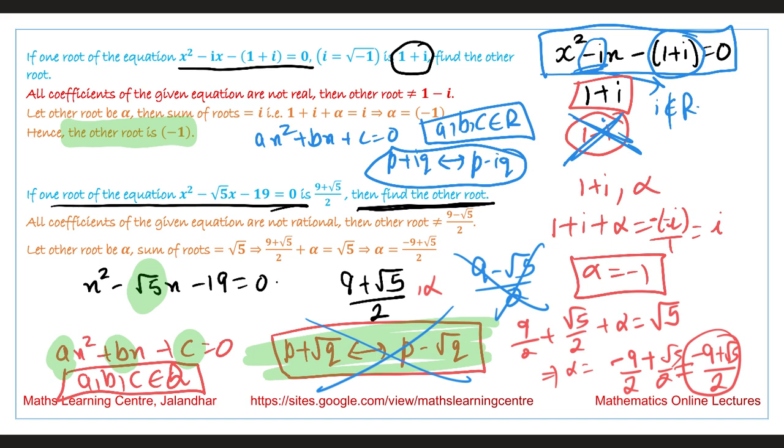So from these two questions it is clear that these conditions, that a, b, c should be real in one case and a, b, c should be rational in the other case, are very important, otherwise these results do not hold.